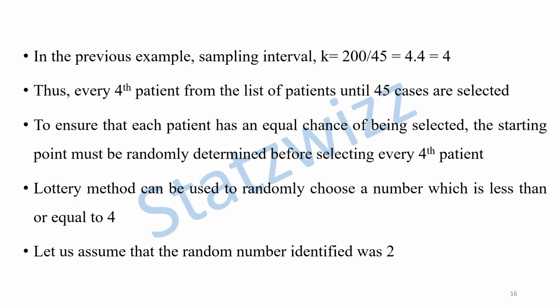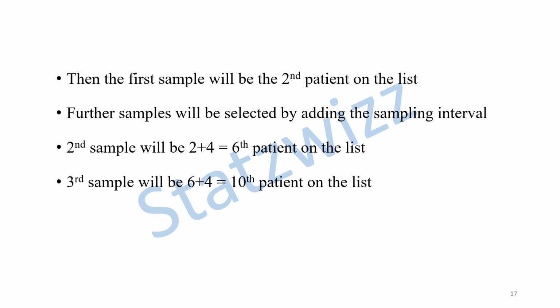until we have the desired number of 45. Here the example they have given is that, employing a simple random sampling method, they have derived a number of 2. So we will take every fourth patient starting from number 2 to be included in our study. So the 2nd, 6th, 10th, 14th, and so on patients will be included in the study, until we have 45.